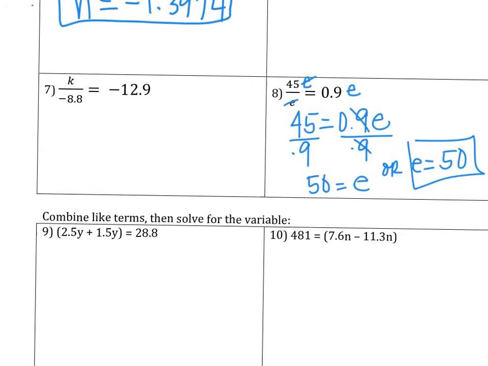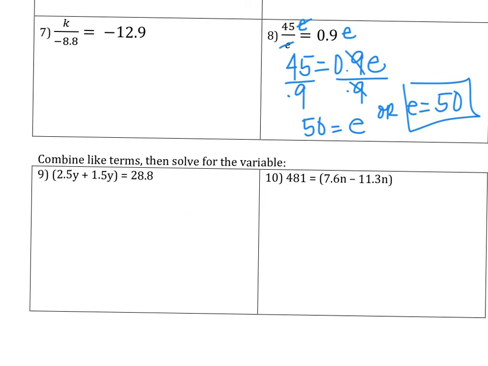Number 9 is we want to combine like terms, then solve for the variable. So in number 9, we're going to combine 2.5y plus 1.5y. So that is going to give us 4y equals 28.8. Divide both sides by 4. And you get y equals 7.2.